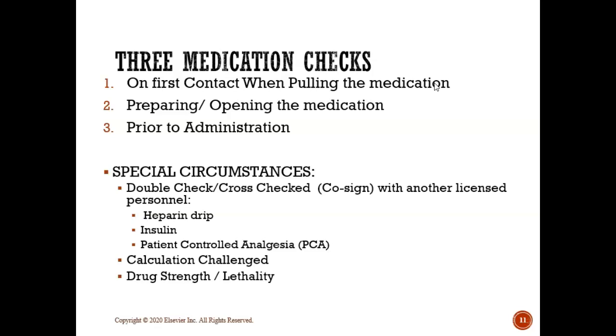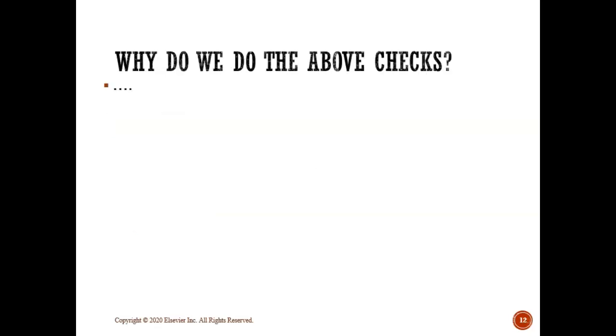Now, I may have mentioned it already, but why do we do the above checks? Why are we doing all these checks? We have the 6 rights, now we have the minimum of 3 medication checks, and then additional checks depending on what we're giving. Why are we doing all of this? Well, simple. Well, not really simple, but a very important reason. We do that to prevent medication errors. So there are many ways of preventing medication errors.